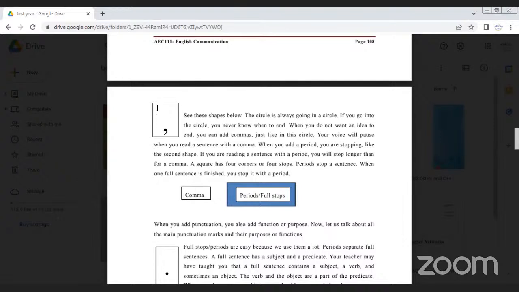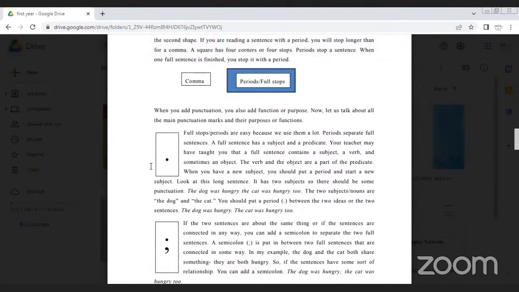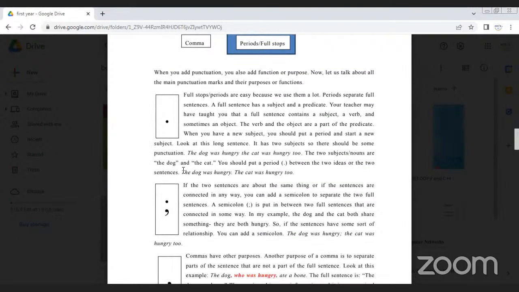A square has four corners, or four stops. Periods stop a sentence. When one full sentence is finished, you stop it with a period. When you add punctuation, you also add function or purpose. Now let us talk about all the main punctuation marks and their purposes or functions. Let's see the first one, the full stop.